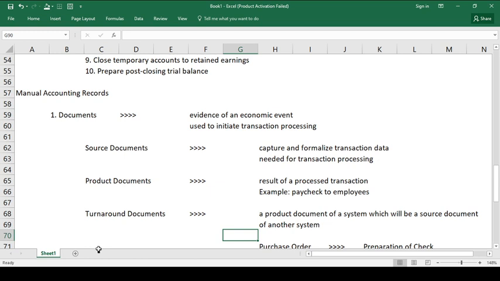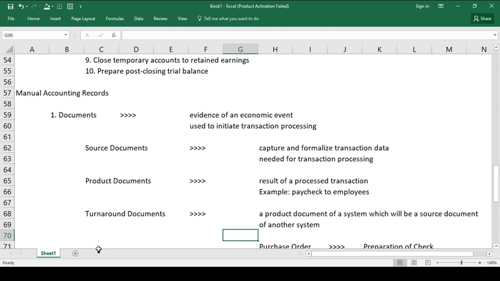For an accounting information or transaction to be recorded, we need documents, and this document will be the basis, or will serve as evidence that an economic event occurred. Using this document also, we can now initiate the transaction processing. So these documents are divided into three classes. We have the source documents, the product documents, and the turnaround documents.